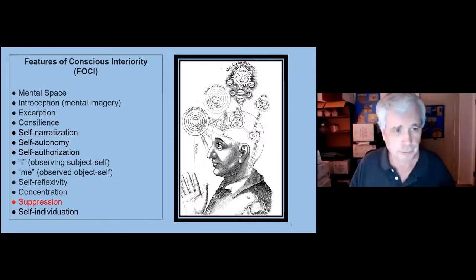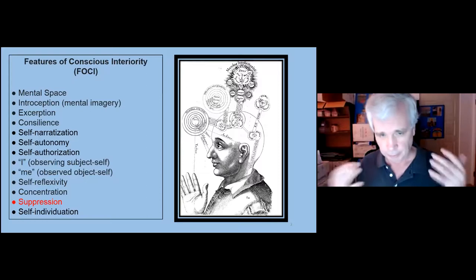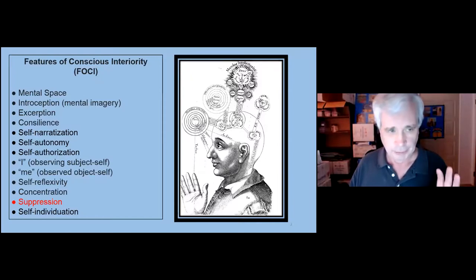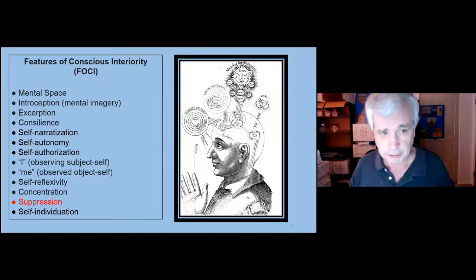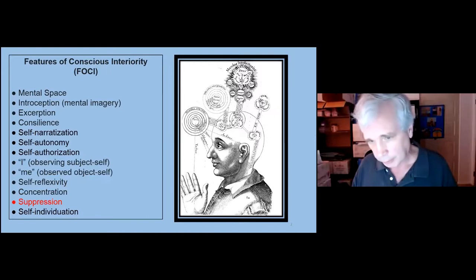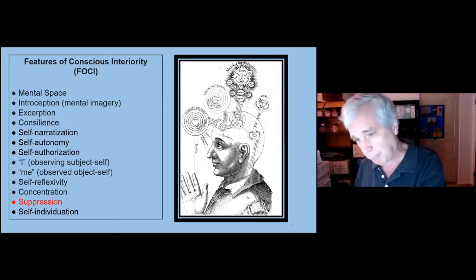So mental space is the most primitive feature of conscious interiority. Simply defined, mental space is the belief that there is something inside my head or my heart, or in some cultures, my stomach, where psychological processes are happening. That's just a simple definition. Mental space has a semi-perceptual quality to it, because in mental space, we can see ourselves, or we can see something that happened in the past, or something that is going to happen to us in the future.